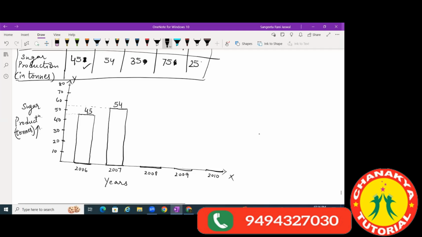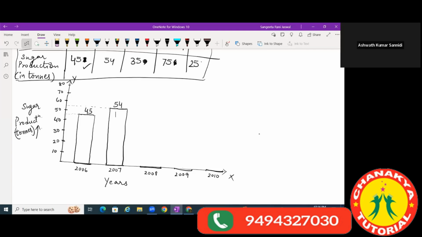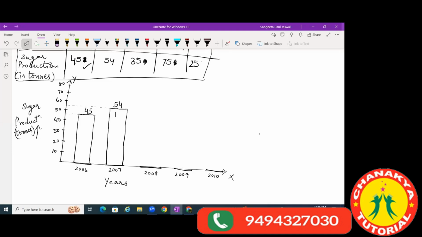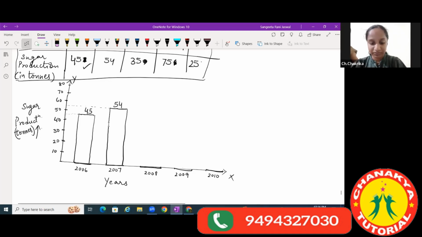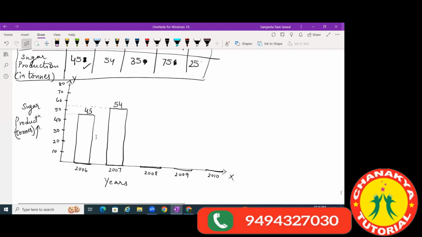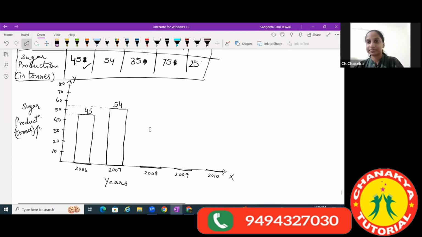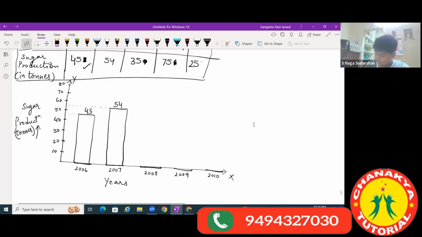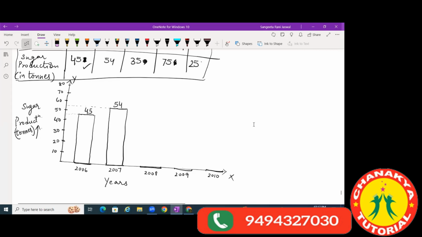Ashwath, are you understanding? Rishit? Aishwarya? Chakrika, are you able to understand? Are you able to make out how to make the bars on the graph? Great. Okay, please ask. Wherever you don't understand, you can ask. Don't feel shy in asking. Ask whatever comes to your mind.